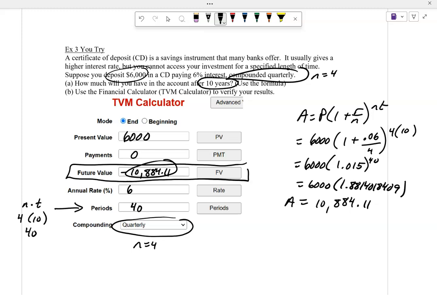Or if you want to make the 6,000 negative, that's your money out. It costs you 6,000 to make this investment. You know, if you make that negative, this one will be positive, and so you're getting the cash of 10,884 at the end, right? So you've made some interest, quite a bit of interest, $4,884.11 in interest, right? Because you initially put in $6,000.